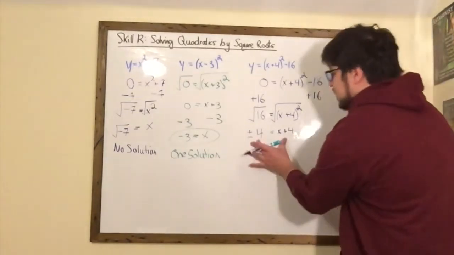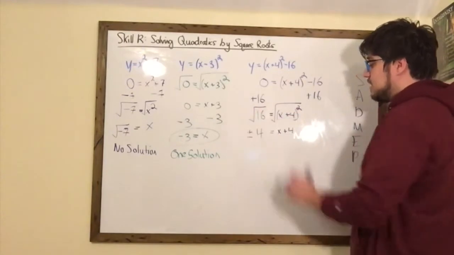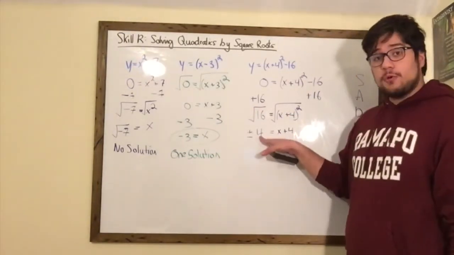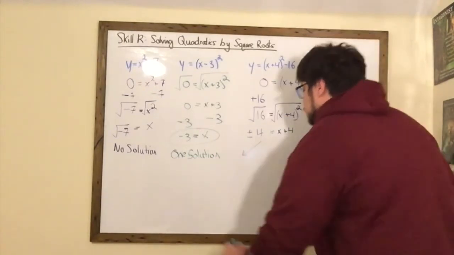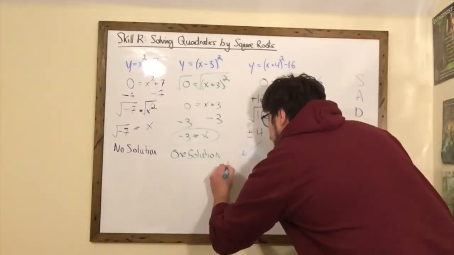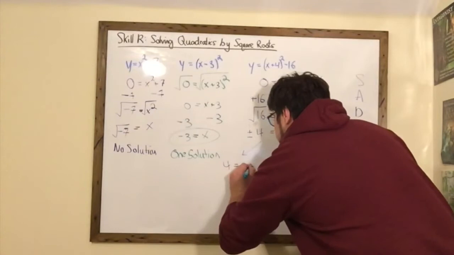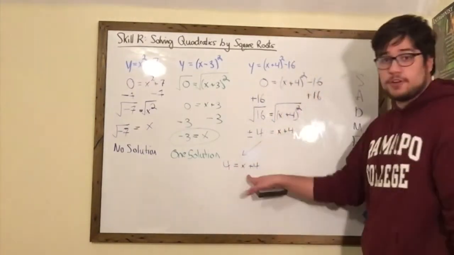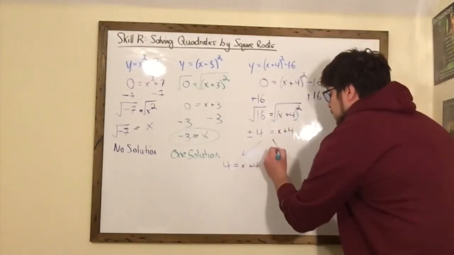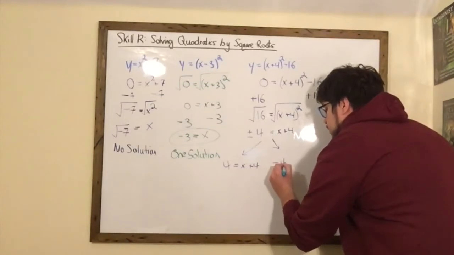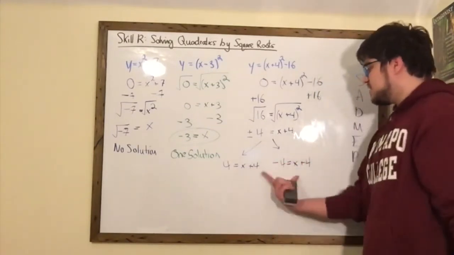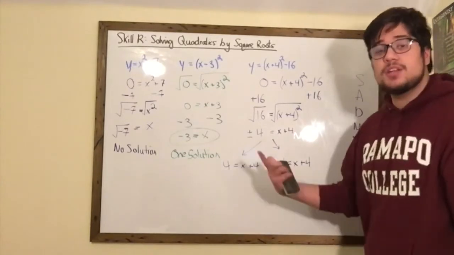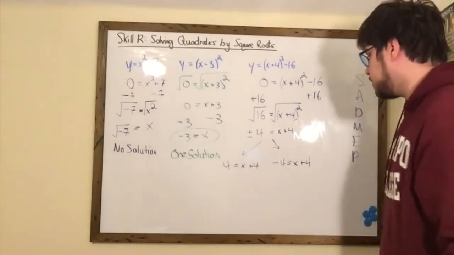But I have two possible equations. I have it if x plus 4 equals 4 or x plus 4 equals negative 4. So let's do this here. Let's start with 4 equals x plus 4. That's our first possible answer. The other one is negative 4 equals x plus 4, right? These are my possible answers. And I'm going to solve for x.